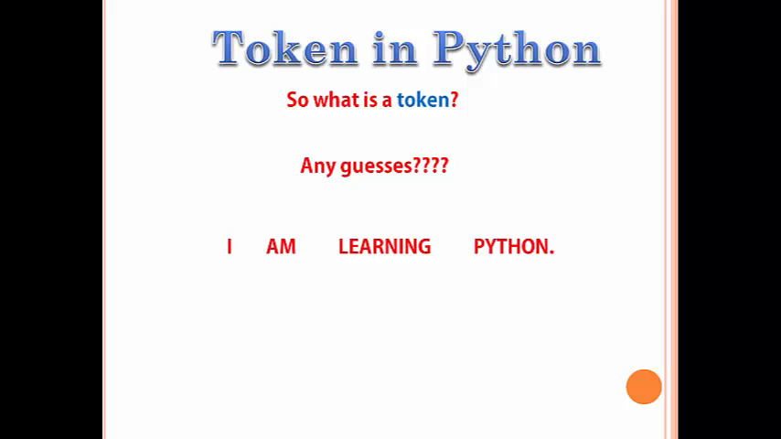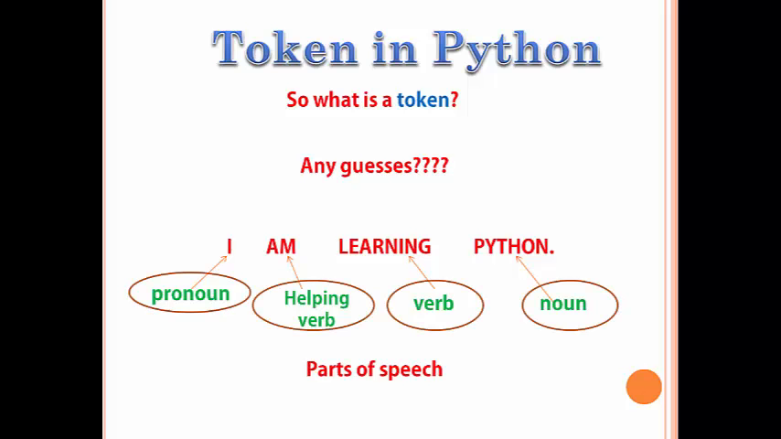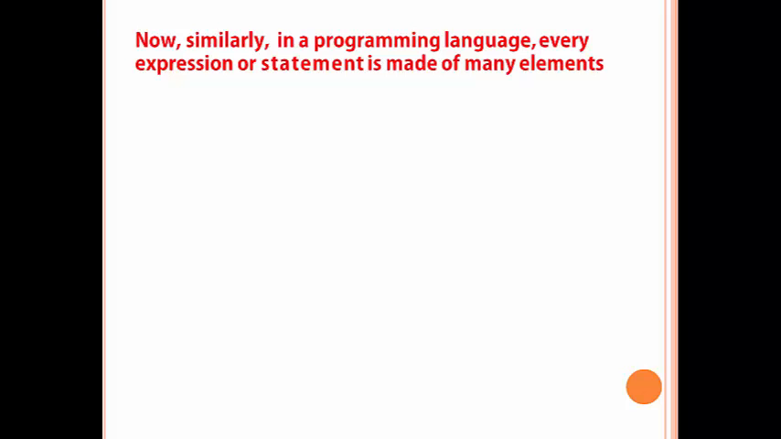You already know this from your language classes. The first word, I, is a pronoun, am is a helping verb, learning is a verb, and Python is a proper noun. So they have been given different names, and collectively these words we call parts of speech. Similarly, in any programming language, the program is made up of many units or elements.